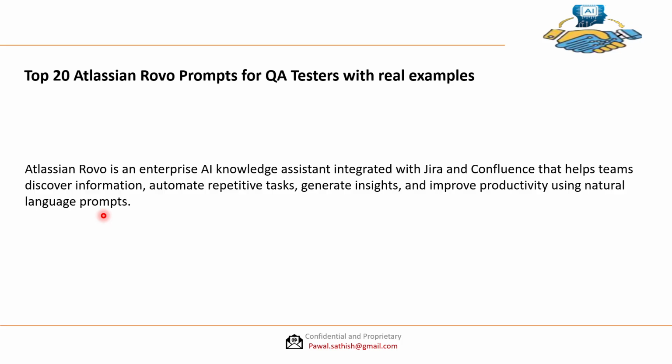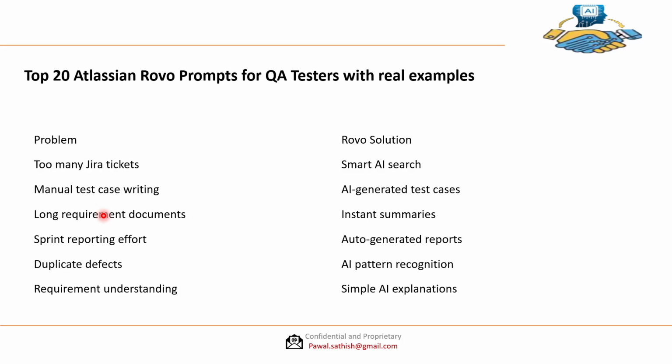Now, as a QA, what problems are we facing? As we discussed in the last session, we have too many Jira tickets. Then Rovo gives the solution: we'll use smart AI search. If we need to write manual test cases in Zephyr, with the help of AI we'll generate the test cases, review them, and add them into Zephyr.